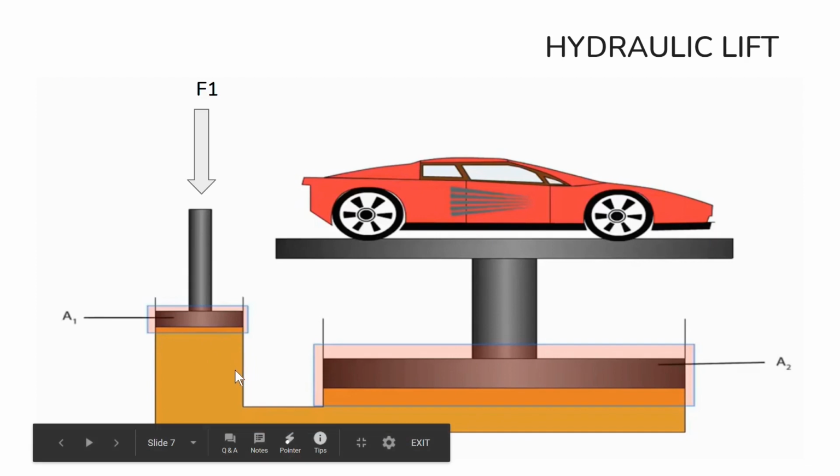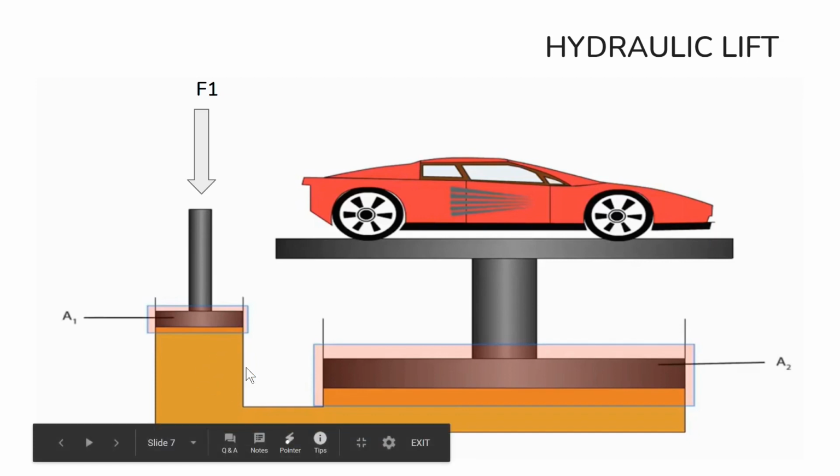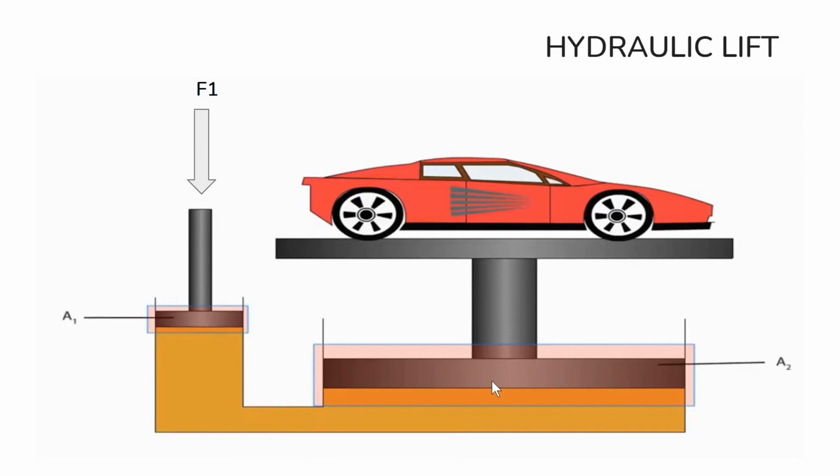We told that in a closed container, pressure is equally transmitted to all the parts, right? All the parts of that fluid. So we can say that the same pressure is transmitted to this piston also. So the car gets lifted up by a force F2.